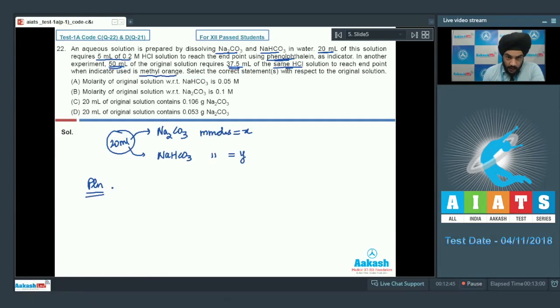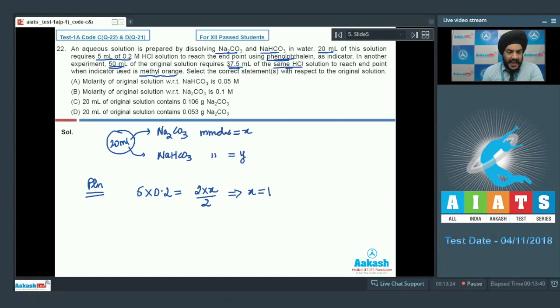So when the indicator used is phenolphthalein, it is given to us that the amount of HCl required is 5 ml of 0.2 molar. So MEQ shall be equal to 5 into 0.2. So this shall be equal to the MEQs of Na2CO3 divided by 2 only, as we know that phenolphthalein cannot indicate the neutralization of bicarbonate ions. So we have 2 into X upon 2. So on simplification, this will give us a value of X equal to 1.